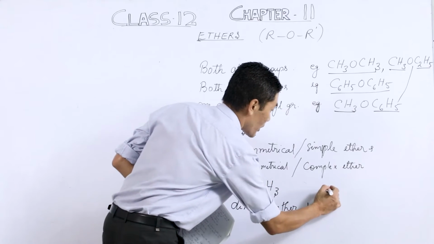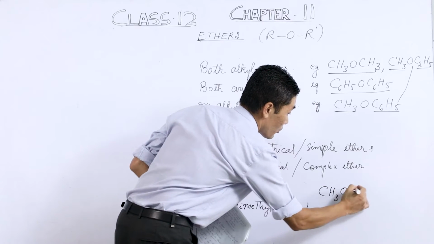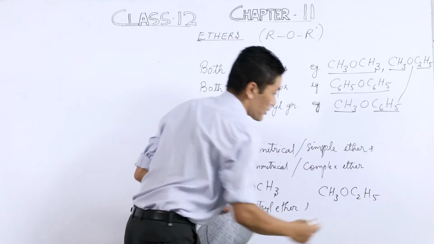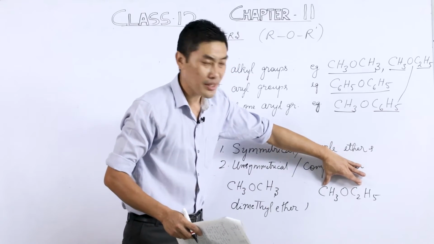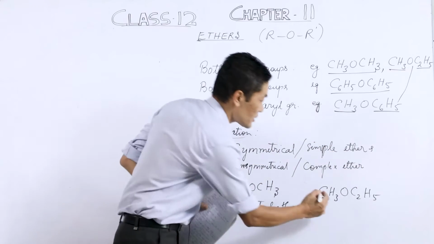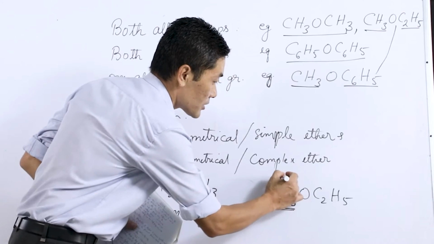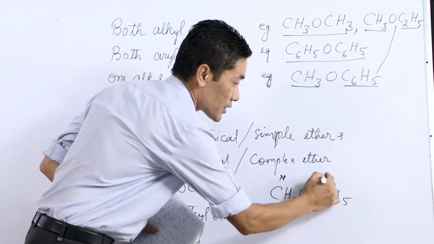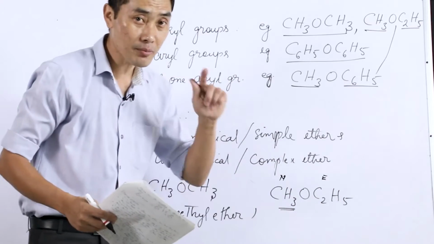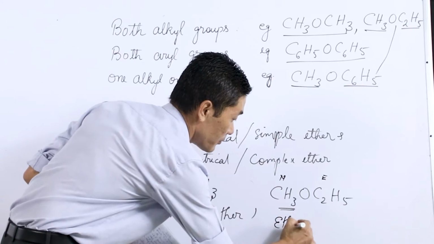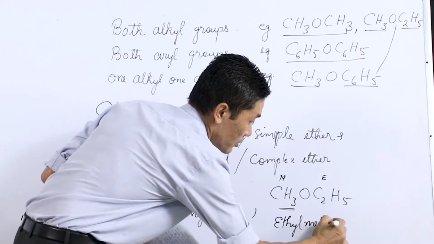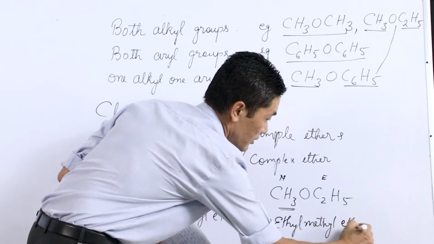If we have another one, CH3OC2H5, now here we have two different alkyl groups. These two will be named first in alphabetical order. Now this is the methyl group, the name starts with M. Ethyl group starts with E. So in alphabetical order, this comes first. So this will be named as ethyl methyl ether.